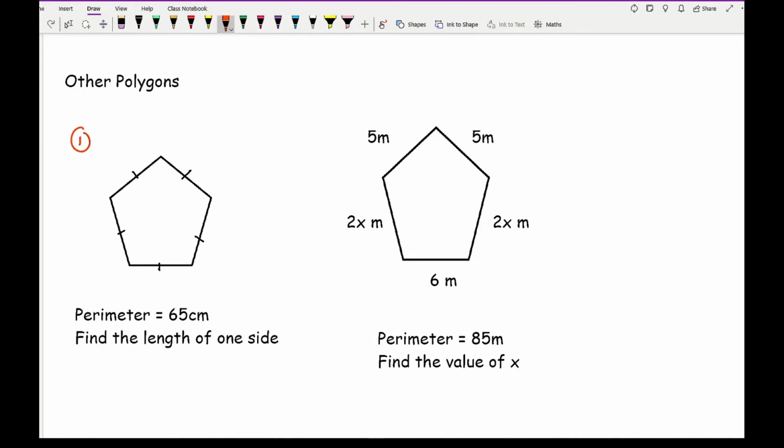and it's a regular pentagon because all the sides are the same. And how do I know that? Because it's got little dashes. So even though the diagram might not be drawn to scale, those little dashes on the lines represent that the lengths are going to be the same. So it says that the perimeter is 65 centimeters.